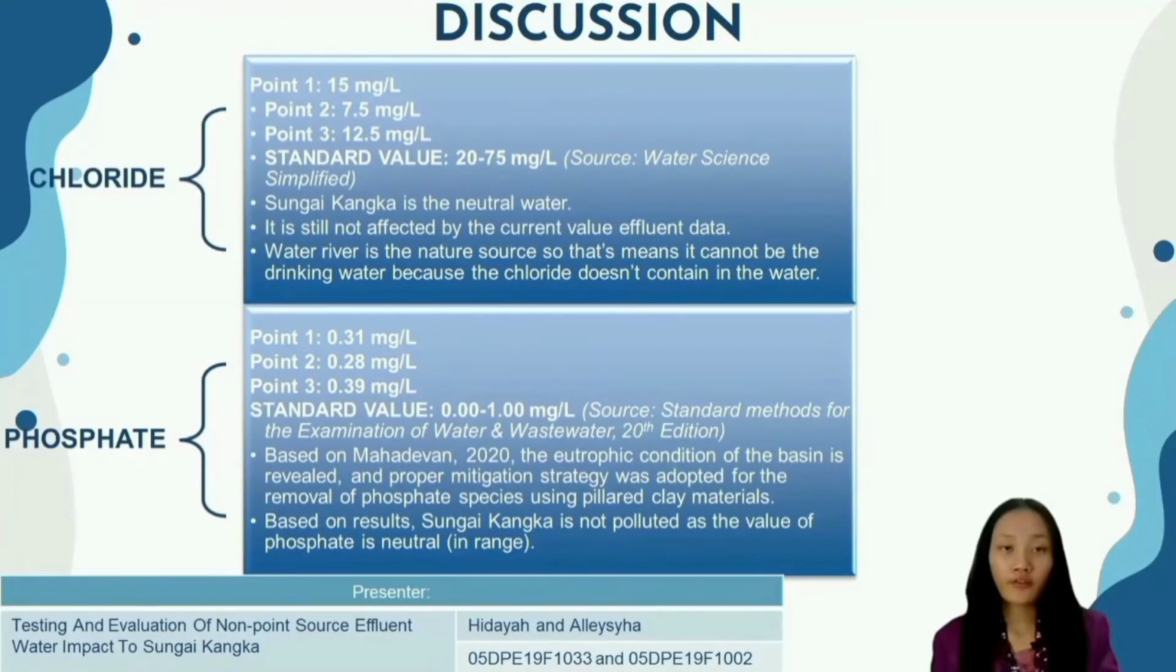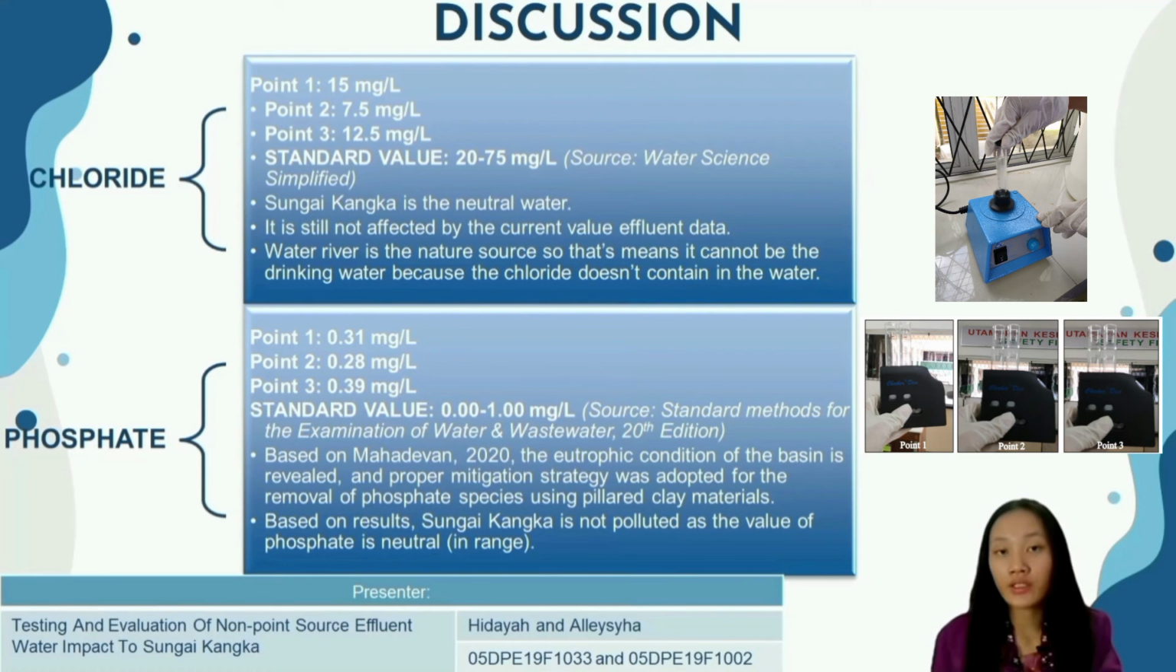For the phosphate, based on Mahadevan 2020, the eutrophic condition of the basin is revealed and a proper mitigation strategy was adopted for the removal of phosphate species using pillared clay materials. According to the results, the phosphate value obtained is within an acceptable range, which is 0 until 1 mg per liter, indicating that the Sungai Kangka is not contaminated and that the quality of phosphorus in the water will not pollute the Sungai Kangka.